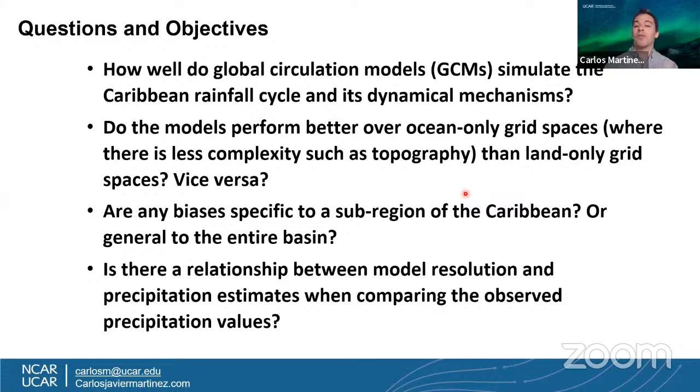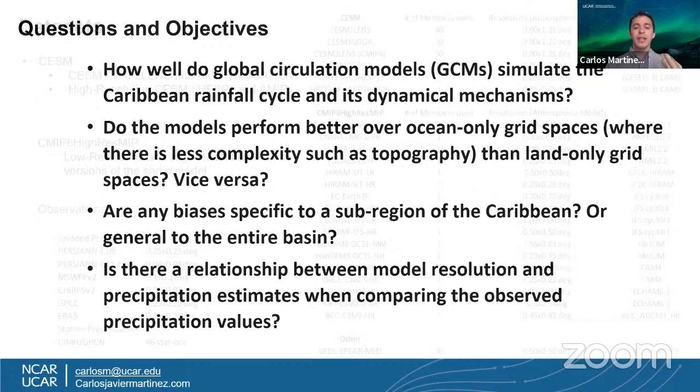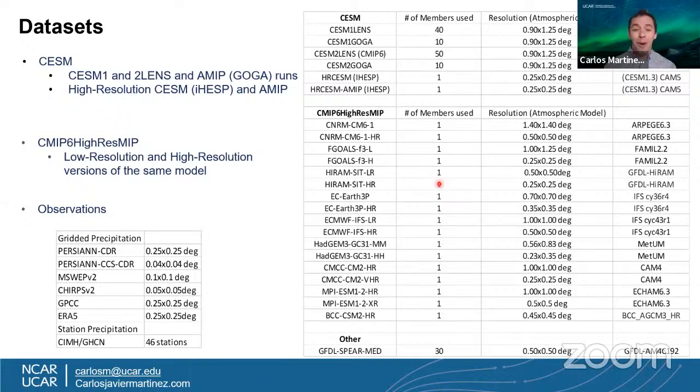Do the models, for example, perform better over ocean-only spaces versus land, where there's more complexity such as topography, since we're dealing with islands? Are there biases in a specific subregion of the Caribbean, or is this general to the entire basin? And is there a relationship between model resolution, especially since we're dealing with islands, between low and high resolution models? And so I looked at several models.